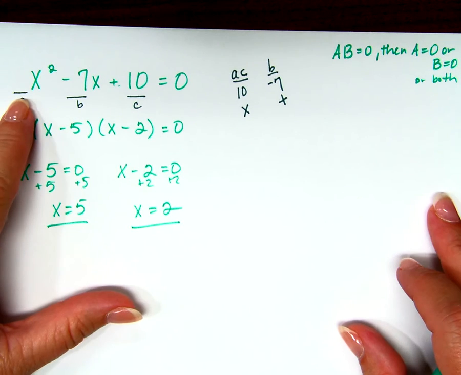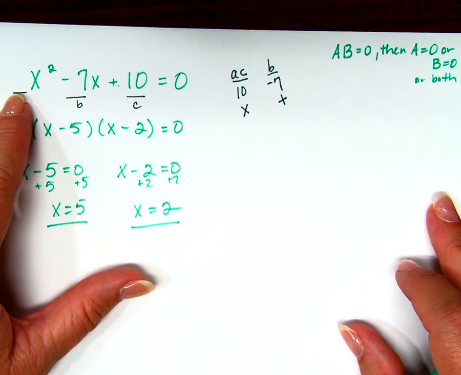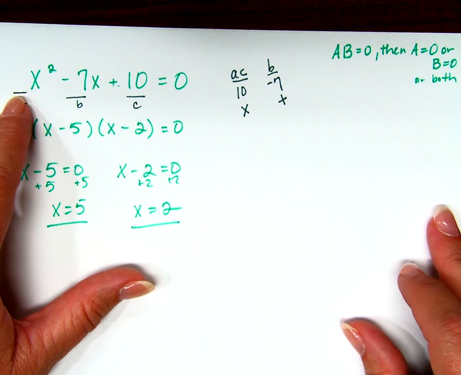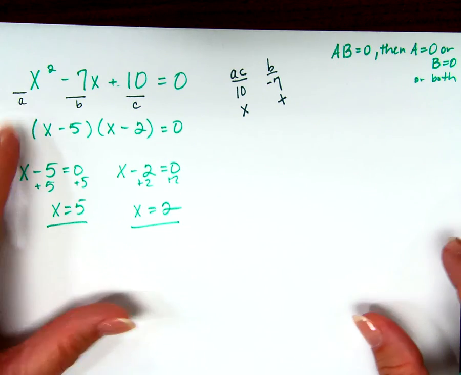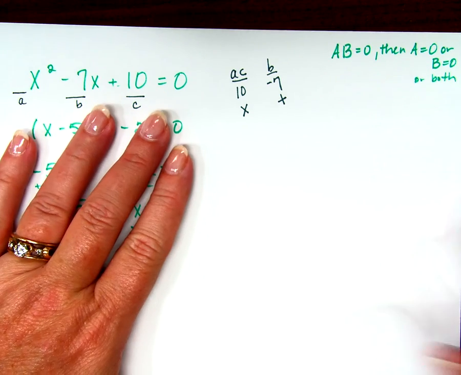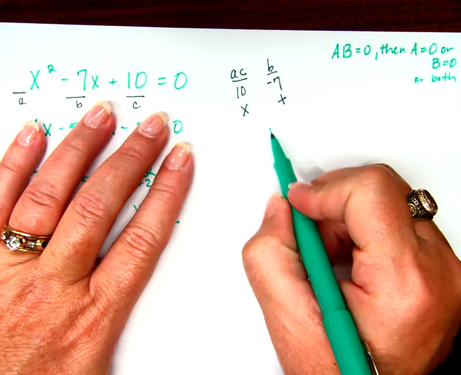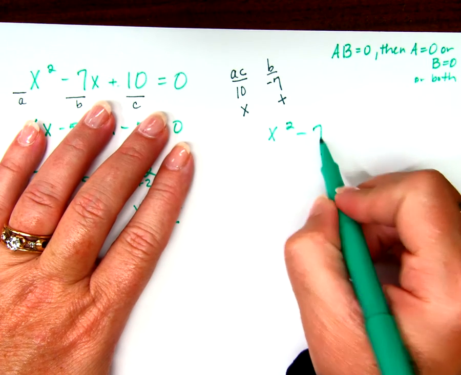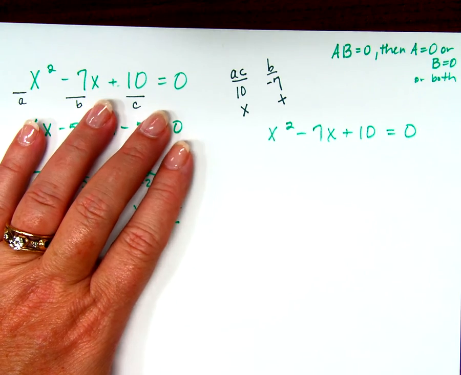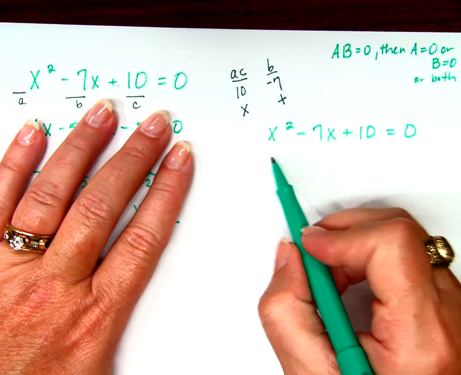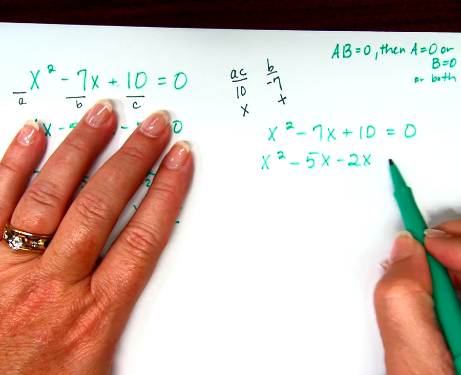What if A is not 1? Can I still do AC? I said 0, I'm sorry, I meant 1. Can I still do AC if A is not 1? Can I remind you how to do that just using the same problem? Okay. I still do AC and I still do B. But this time, instead of going somewhere else, what I do is I split the middle term into two parts, which was negative 5 and 2, right? I rewrite this problem to be x squared minus 5x minus 2x plus 10.